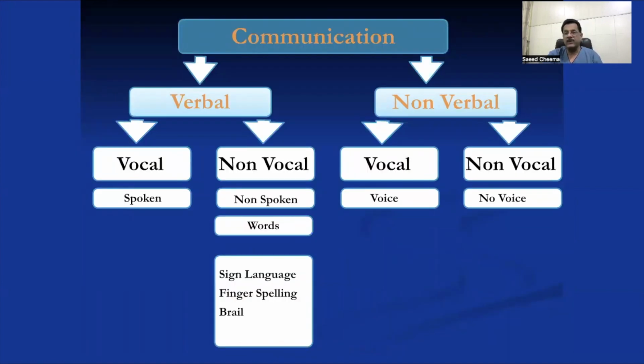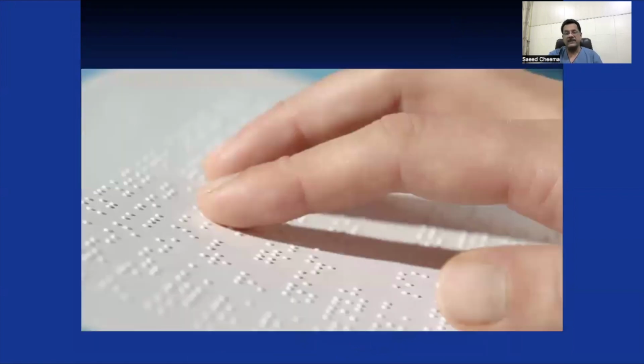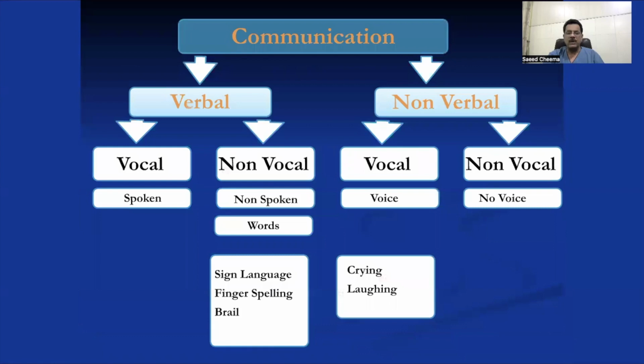And third, we have got a specific language for them, that's called Braille. And what's Braille? It's like this. We have got raised dots, and these dots form specific patterns, specific words, and this is the language by which blind people can communicate by writing and by reading. The specific books are written in the Braille language. So this is all about non-vocal, verbal communication.